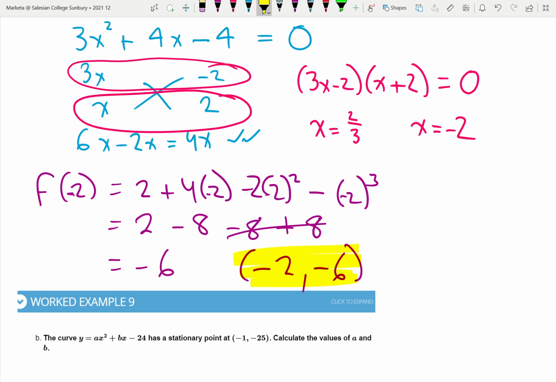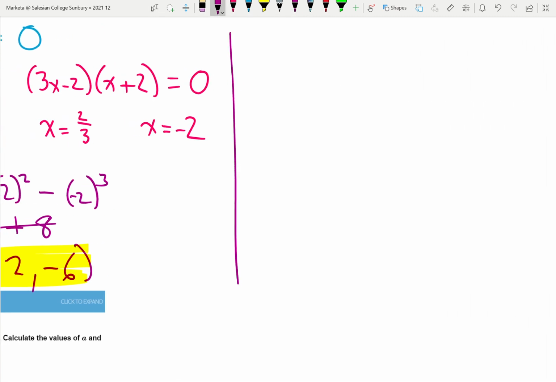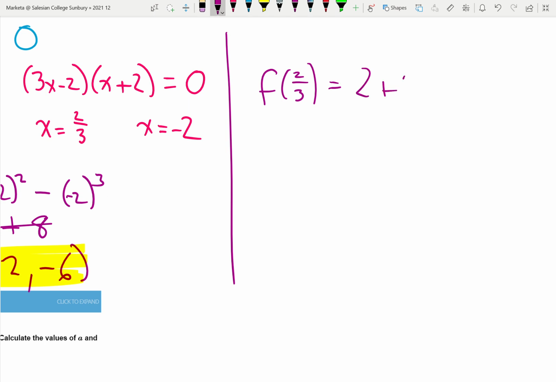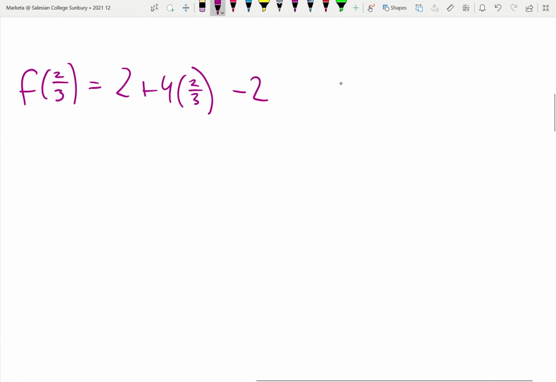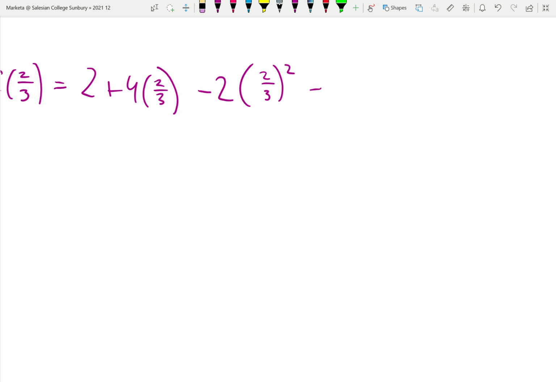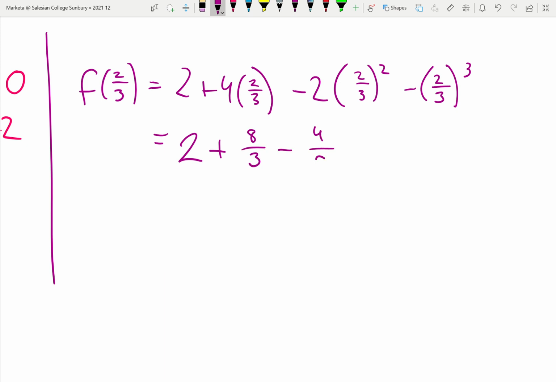The second one, when x equals 2/3, so let's go over here and do that. So f(2/3) equals 2 plus 4 times 2/3, minus 2 times 2/3 squared, and minus 2/3 cubed. All right, so let's calculate that. A little bit annoying, it's got fractions in it, but nothing out of the ordinary. 8 over 3 minus 4 over 9 times 2 minus 8 over 27. All right, so let's see.